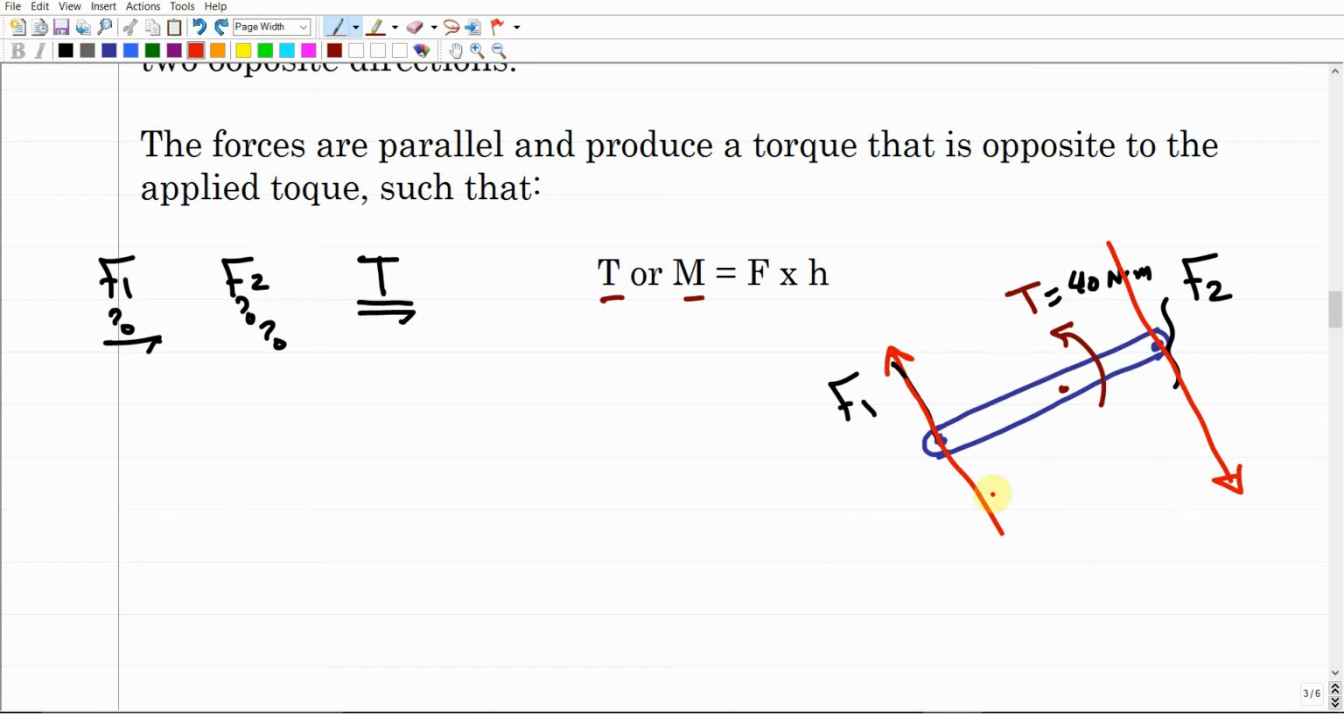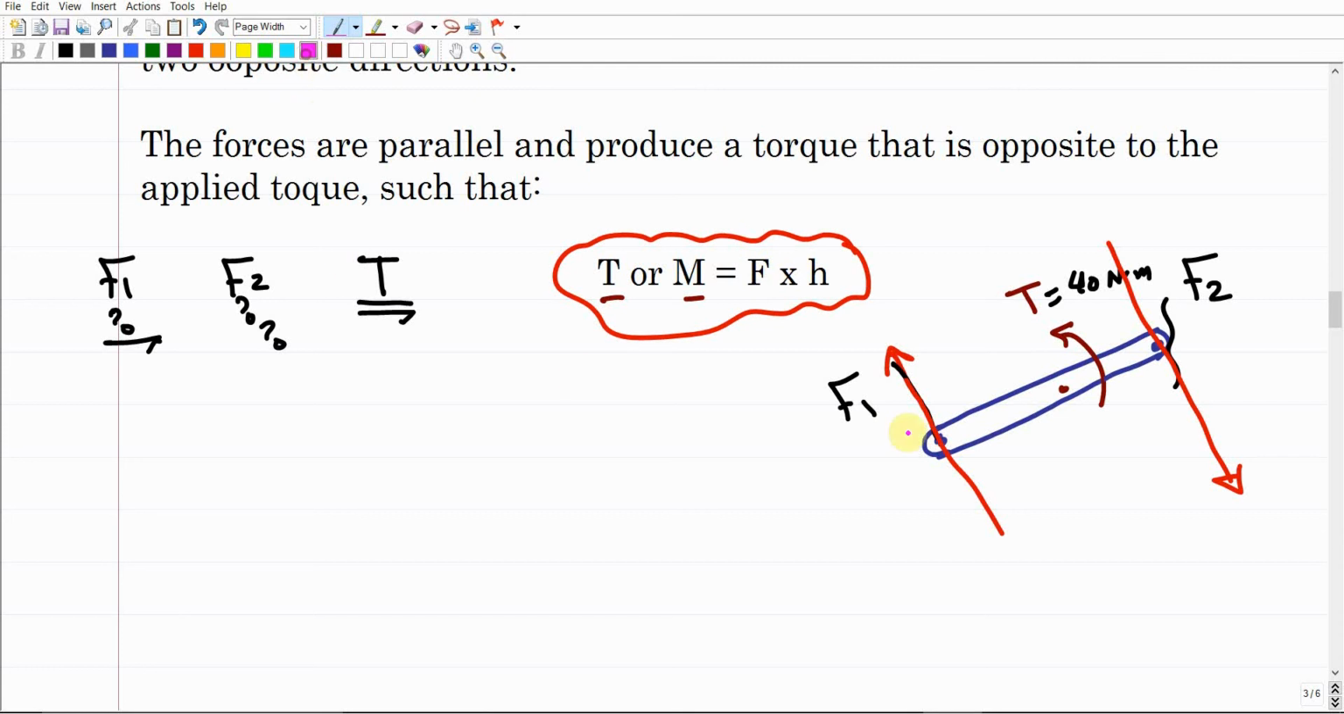Make sense? So this is for the directions. Simply, this is how we can specify the direction of the two forces. Now we still need their magnitude, how much it is. We can find the magnitude from this equation, that the torque equals F times H.